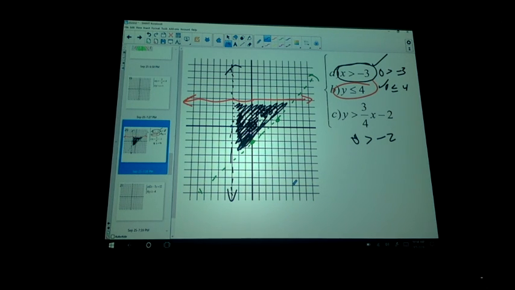So our assignment is 3B. Yep. Is that right? Yep. Worksheet 3B.